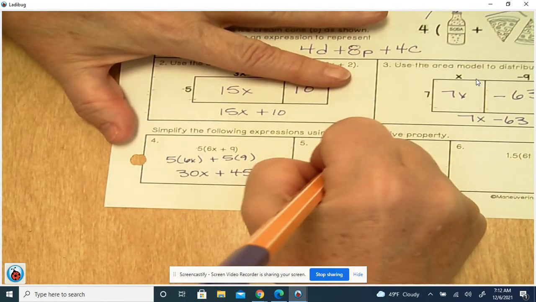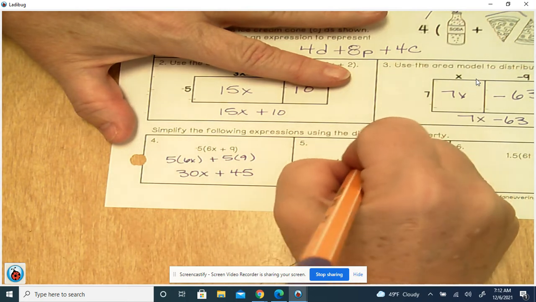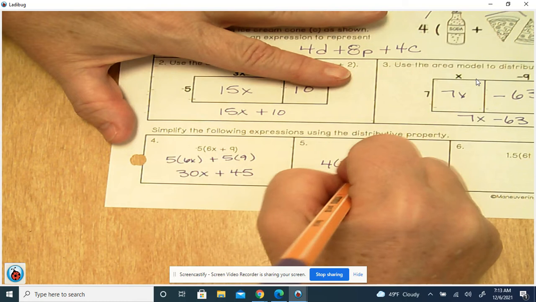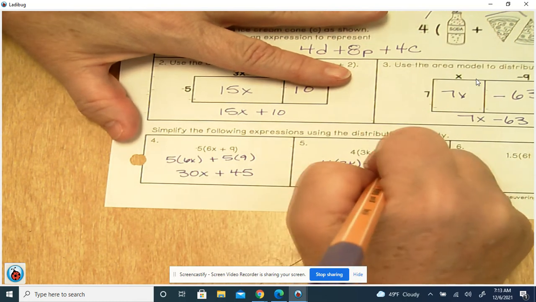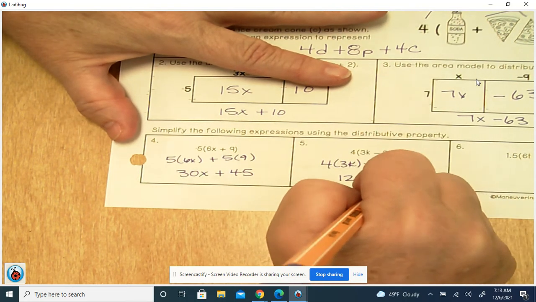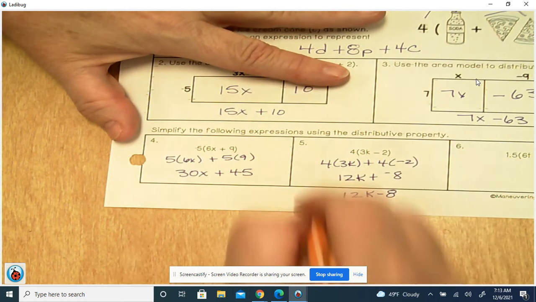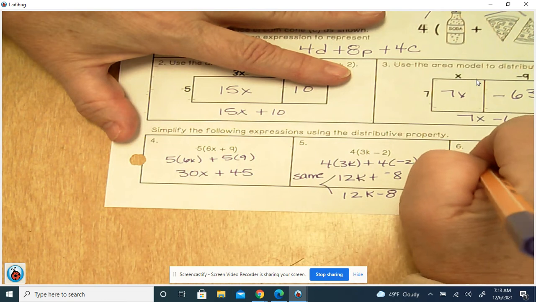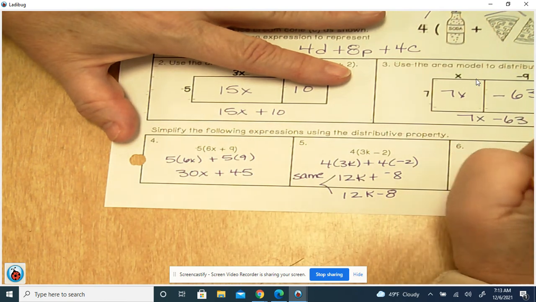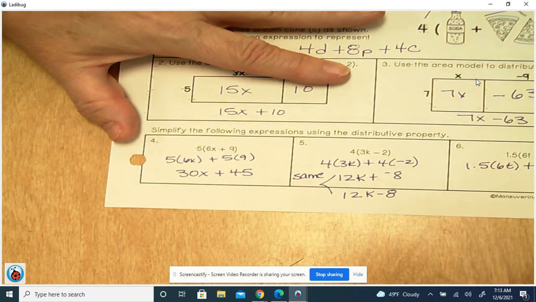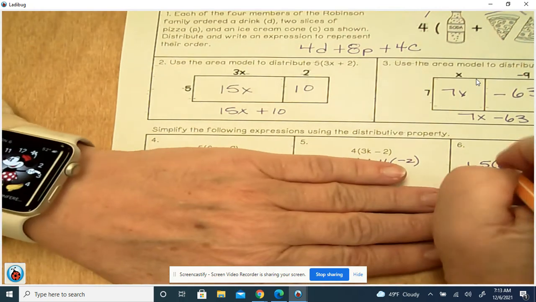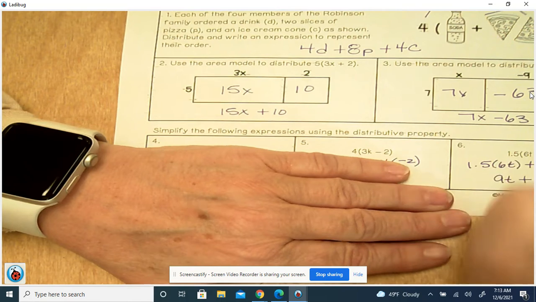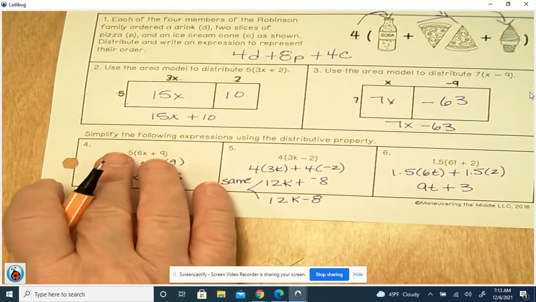Number 5, 4 times 3k plus 4 times a negative 2. 4 times 3 is 12k. And then you could do plus a negative 8 or 12k minus 8. That's the same thing. These are the same. And then 1.5 times 6t plus 1.5 times 2. And 1.5 times 6 is 9t plus, and 1.5 times 2 is 3. So we're distributing that property.